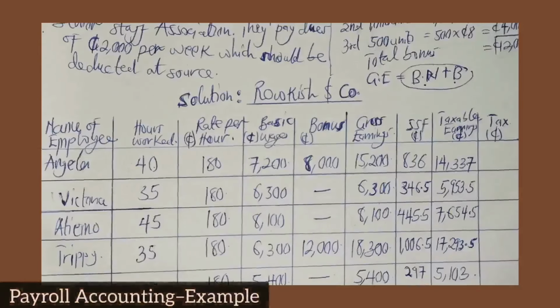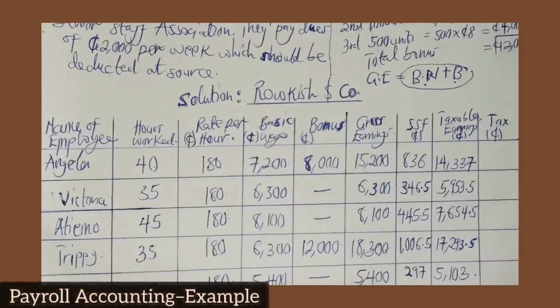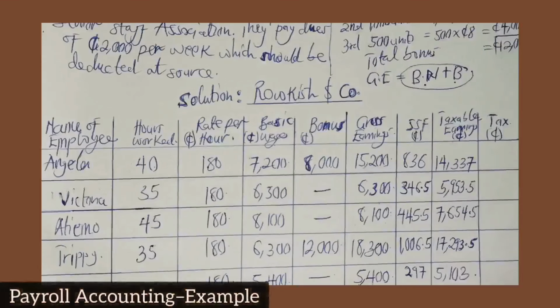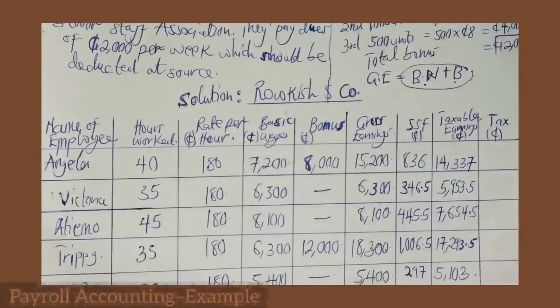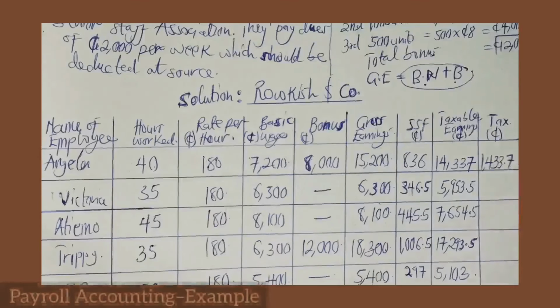So here I will take 14,337, then multiply by our 10%, and I had 1,433.7 as the income tax for Angela.